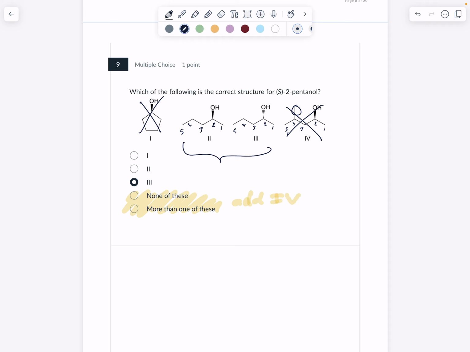Then I'm going to do the RS configuration. I'm going to do the one on the left first because the hydrogen's already pointing away from me, so that makes my life easy. So alcohol, the oxygen, and then we have 2 carbons. The carbon on the left has 2 hydrogens and another carbon, so it gets priority. So 1, 2, 3. This is S configuration, so answer choice 2 is correct.